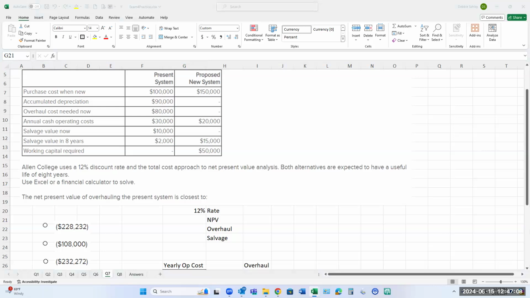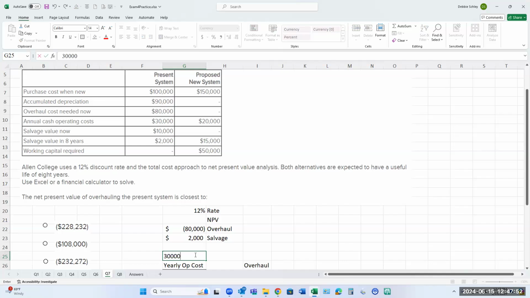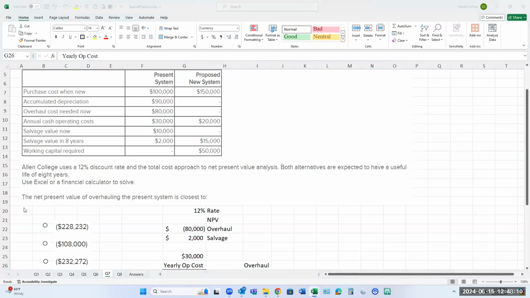So let's see, what was the overhaul cost? So we're just looking at the overhaul cost, and I'm going to put that in as a negative because it is a cost. The salvage value in 8 years is $2,000 at the present system. And that yearly operational cost is $30,000. Okay. So there's several ways to go about this. The overhaul is a noun. Let's see if we can figure this out.